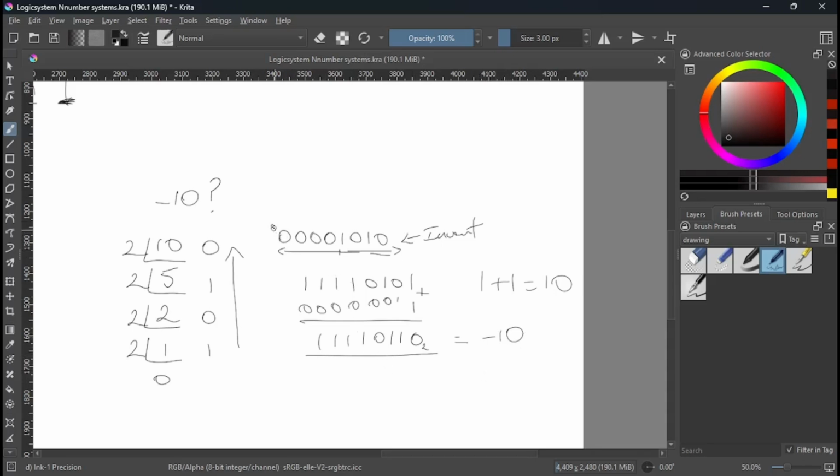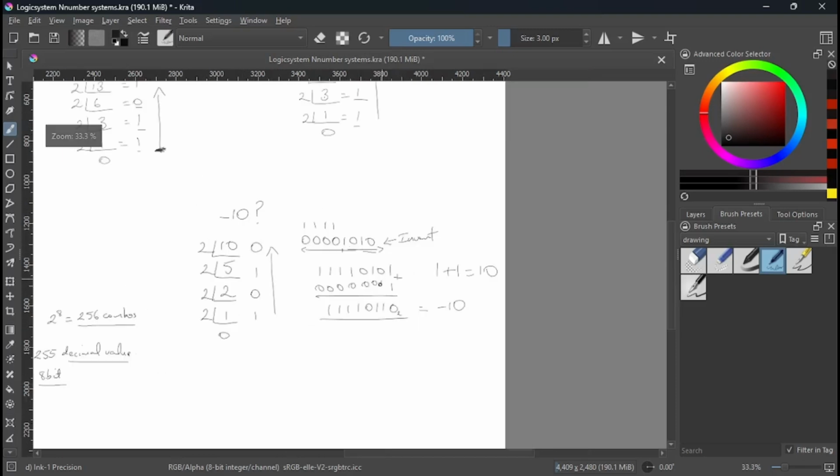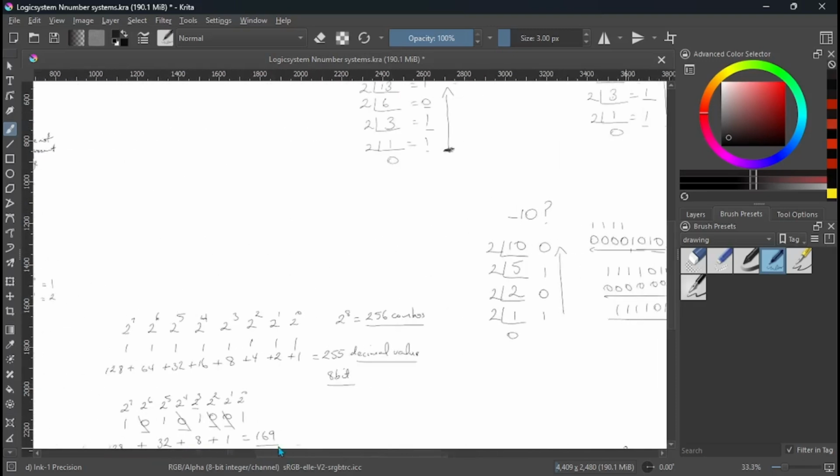So how the computer recognizes negative numbers is basically by the ones being in front here. As you can see, it is the inversion of the actual binary value for 10. And yeah, that's how the computer checks these values.